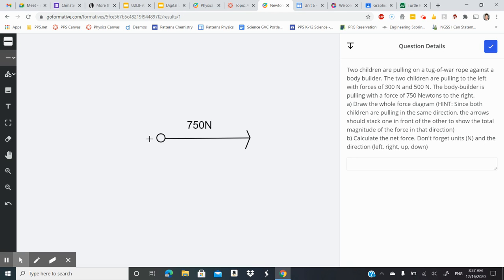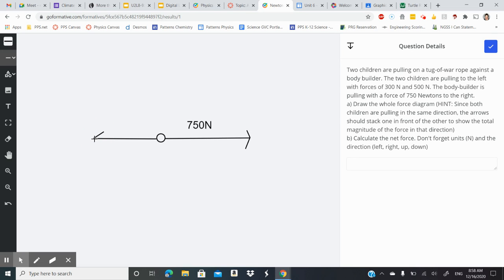Now you might be tempted to do something like this. I've got 500. Okay, that's less than 750. And I've got 300. Okay, that's less than 500, so it's gonna be something like this. Okay, so you might be tempted to do this, but this really doesn't show us the total magnitude of force that's going in this direction. So what is better is to go ahead and link these up. Like you've got one kid behind the other pulling on that rope. So I'll start with that 500.